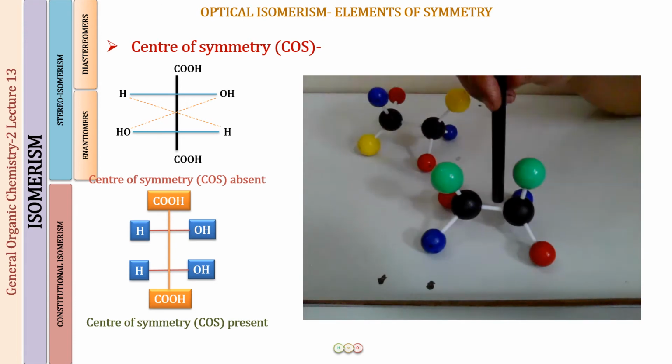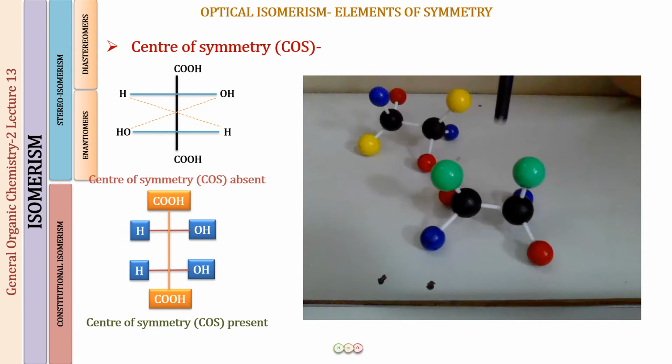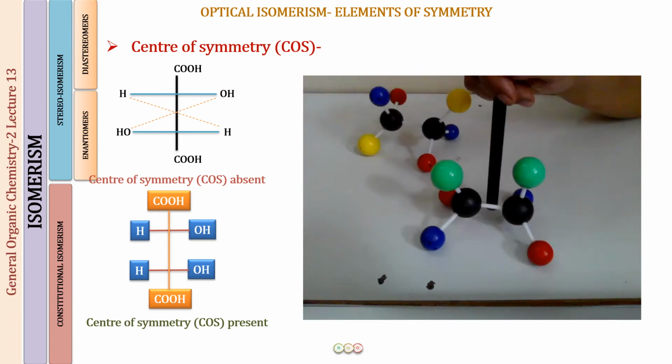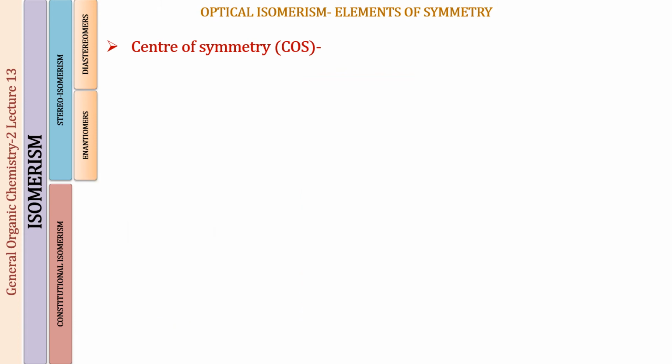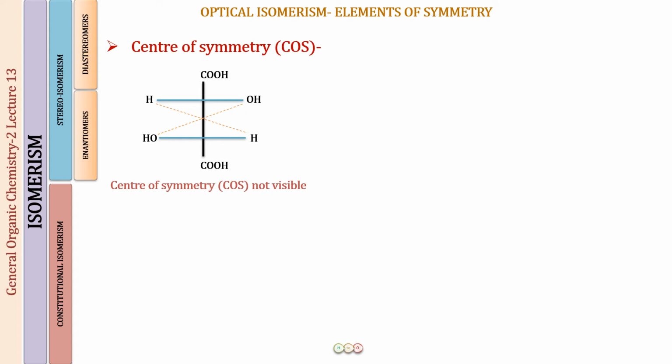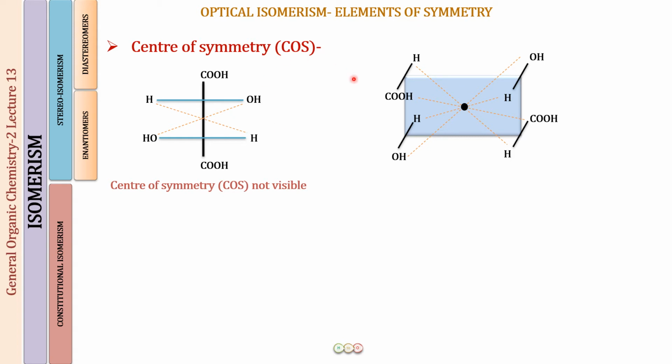If I put a plane like this, there is going to be no plane of symmetry. I can put it any way I want, and there will be no plane of symmetry, as well as no center of symmetry in this molecule. So I hope it is clear to you that in the tartaric acid molecule, although the center of symmetry is not visible in the Fischer projection, you now know that the center of symmetry is absent, whereas in mesotartaric acid the center of symmetry was present.